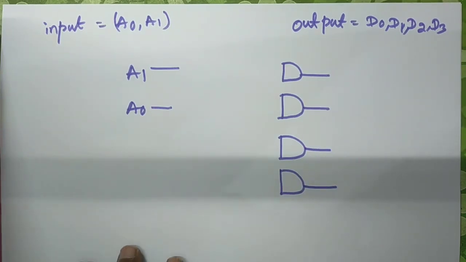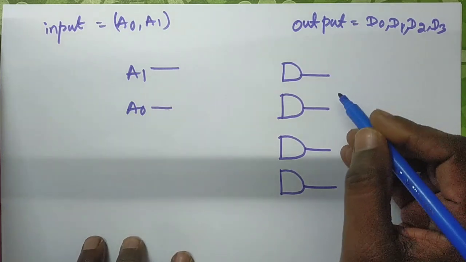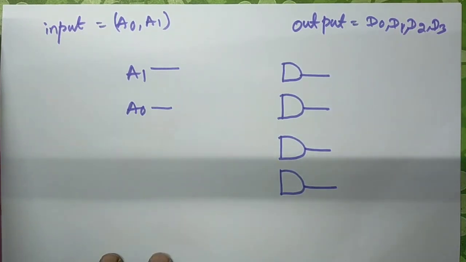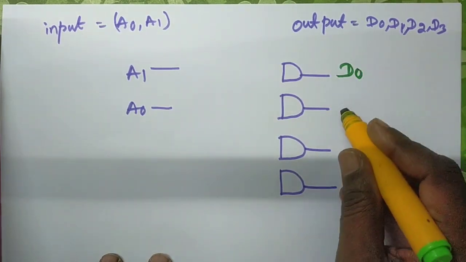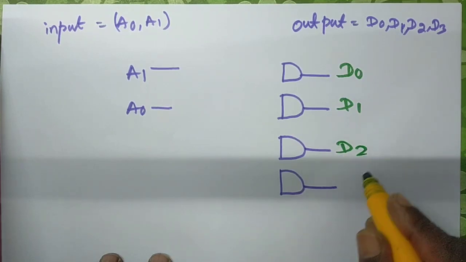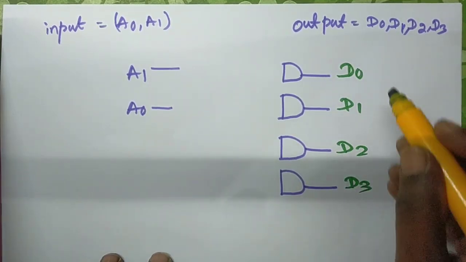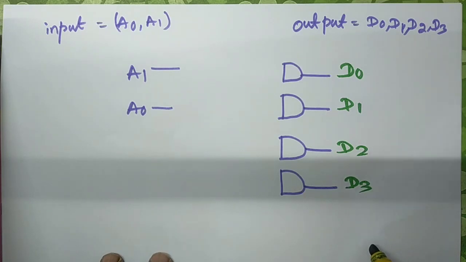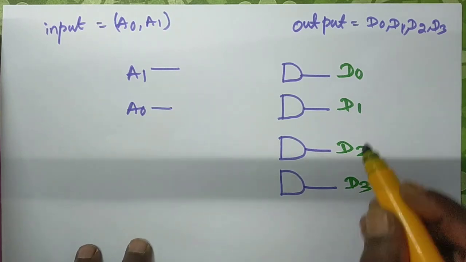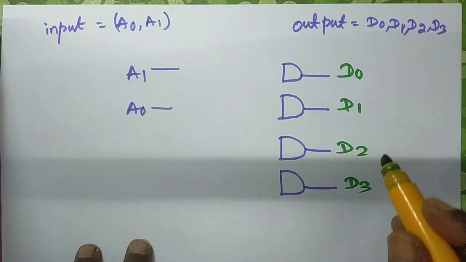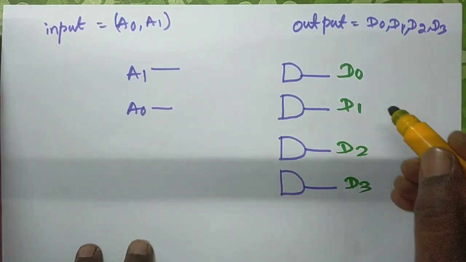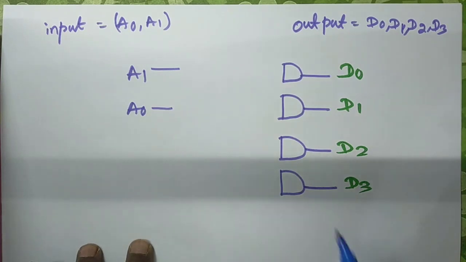Now you see how the 4 outputs will be provided. We consider the outputs in this manner: here is D0, here is D1, here is D2, here is D3. That means 4 outputs we can find out based on 2 inputs. Now we will design. The 4 outputs depend on these 2 inputs, and I will show you how the result can be obtained.